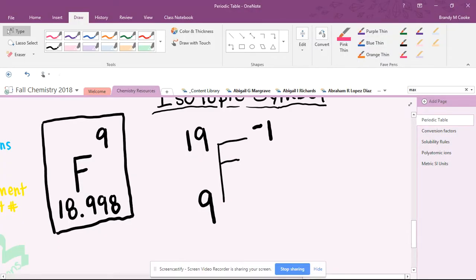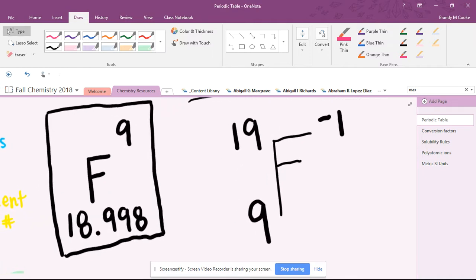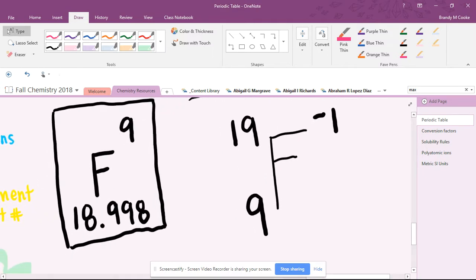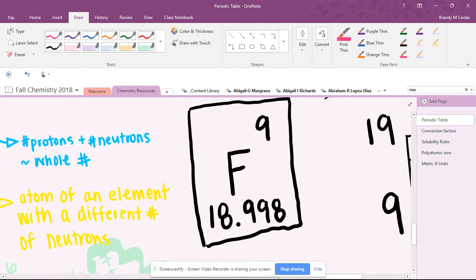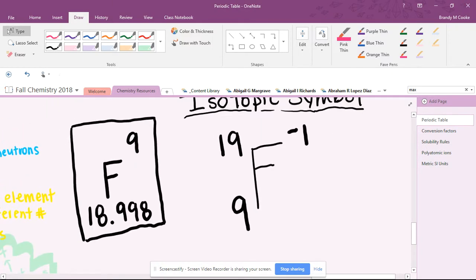Hey guys, so in the last video, we talked about the periodic table square, which is what you can see here to the left. We have the element symbol, the atomic number, the atomic mass. Hopefully you watched that video. If not, go ahead and watch that one, and then this one will make more sense.